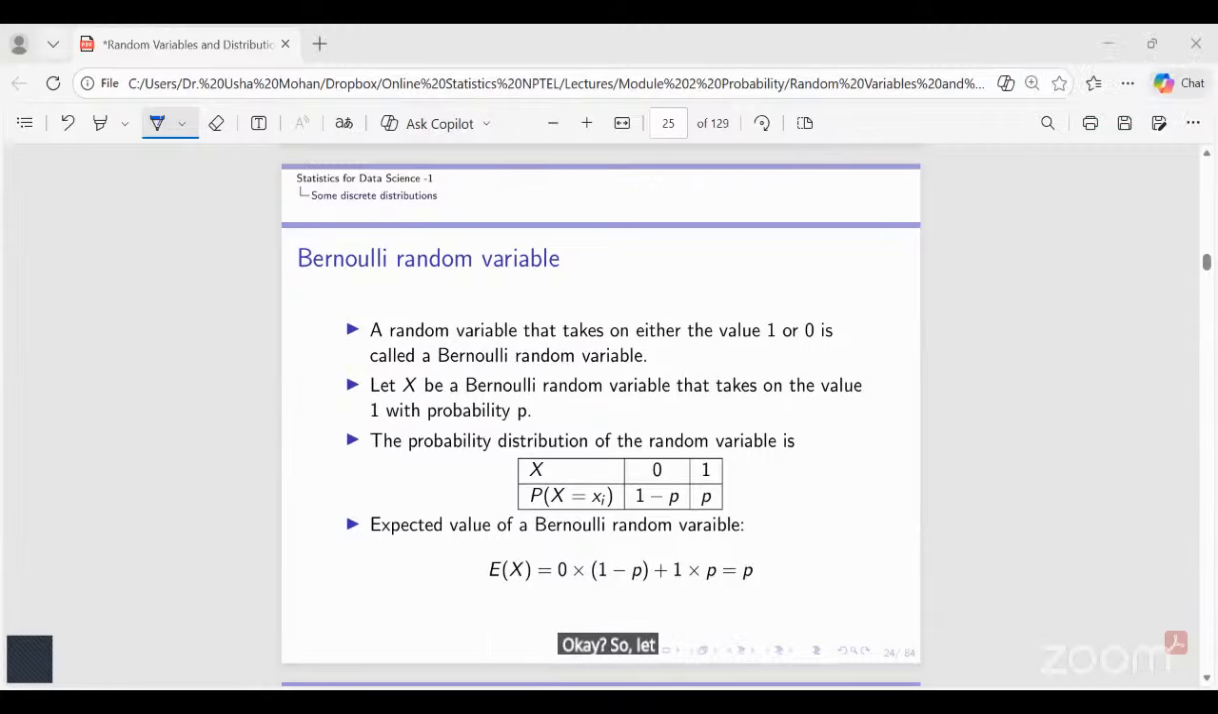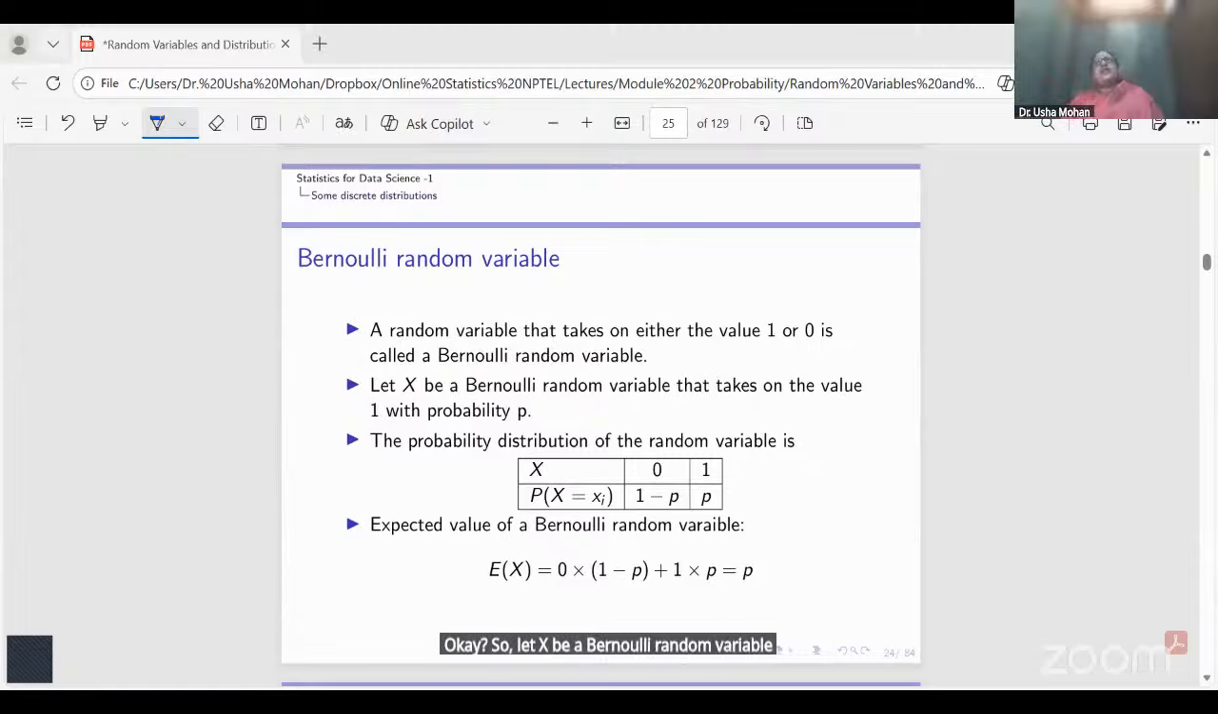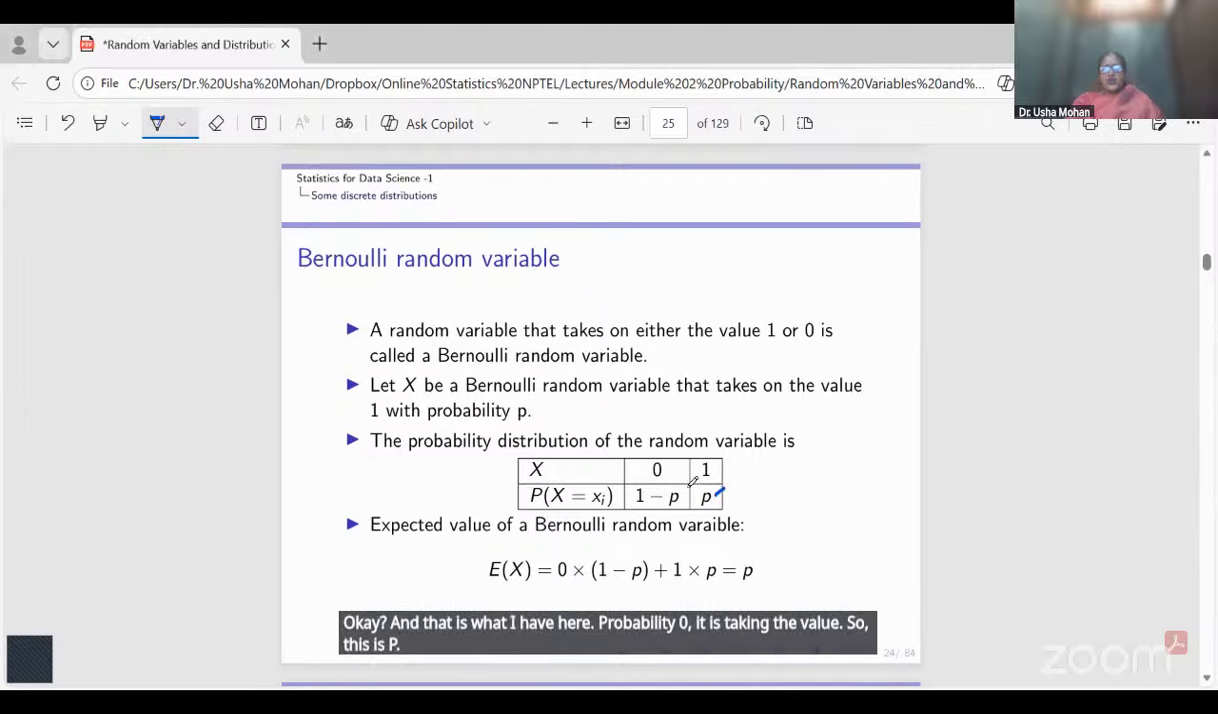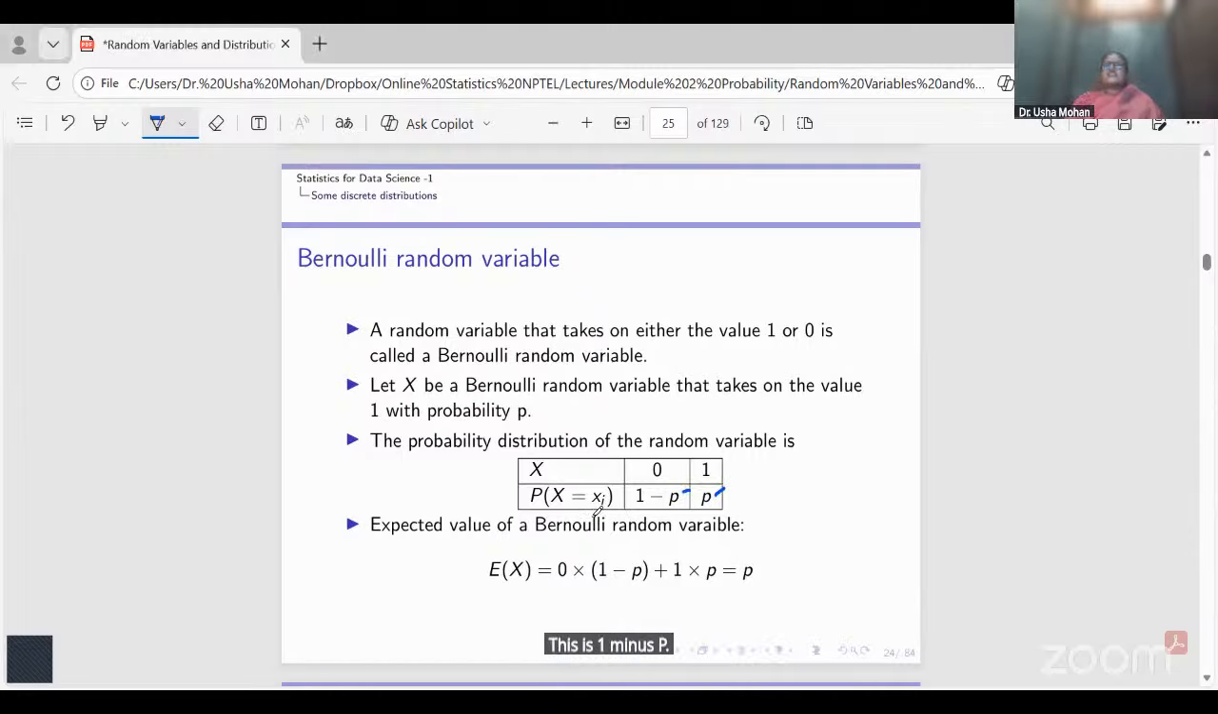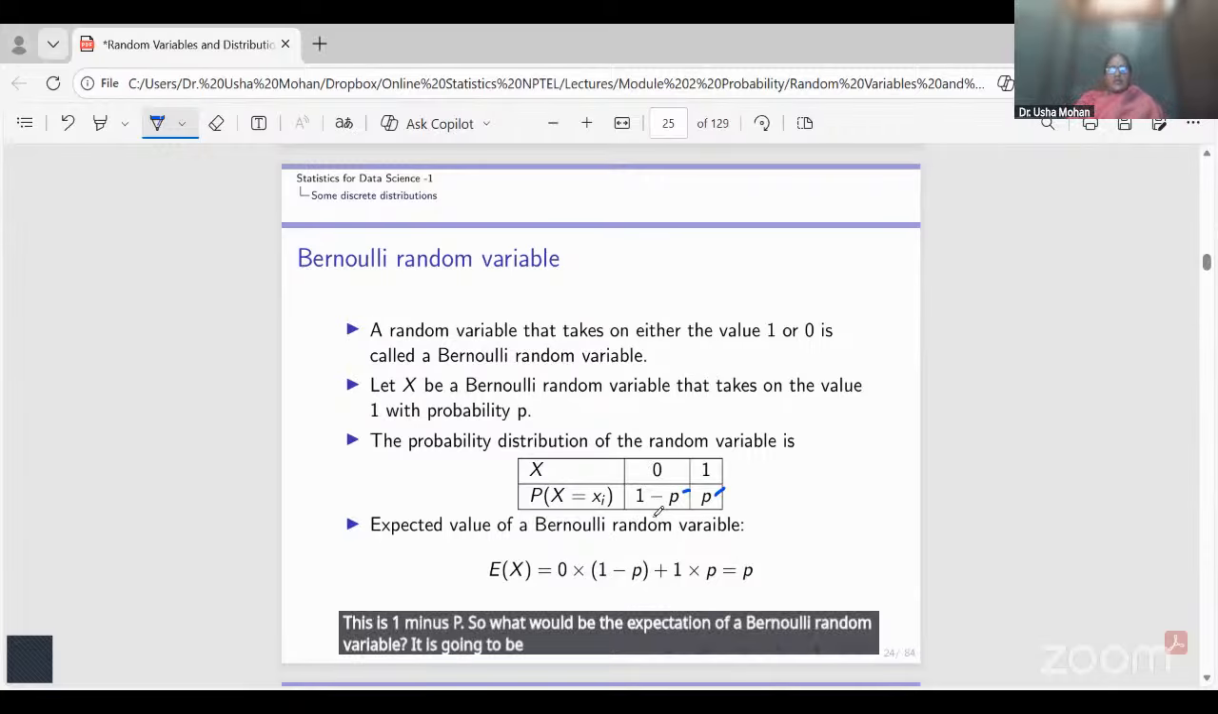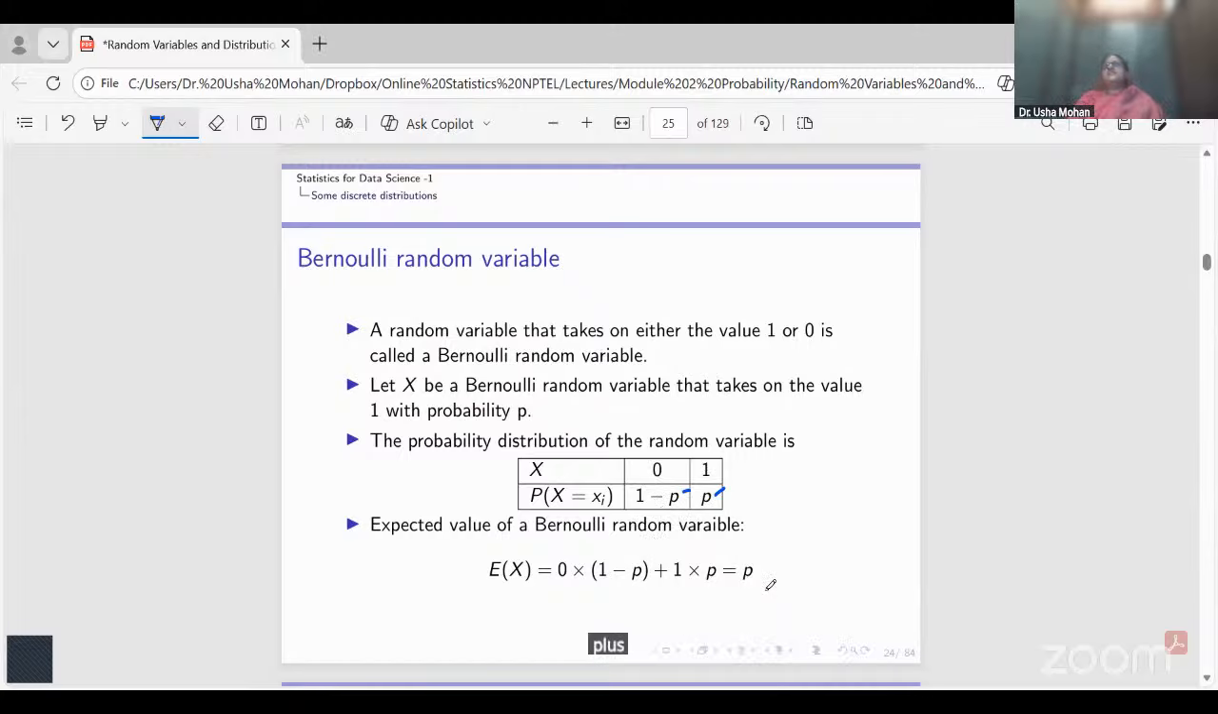So let X be a Bernoulli random variable that takes the value 1 with probability P. Then it takes the value 0 with probability 1 minus P. That is what we have here. So it is taking the value 1 with probability P, and the value 0 with probability 1 minus P. So what would be the expectation of a Bernoulli random variable? It is going to be 0 into 1 minus p plus 1 into p, which is p.